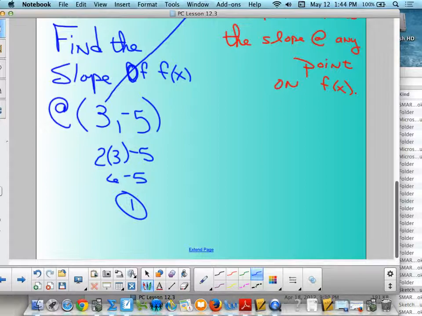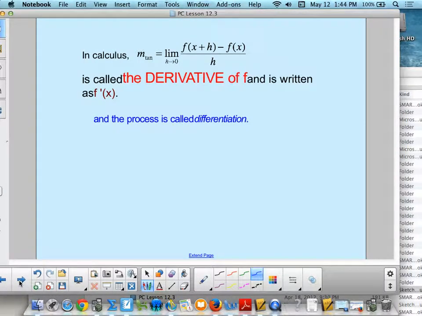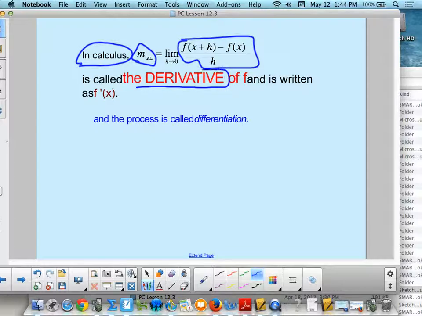Now, what did you actually do? Get your eyes up, because this is what you did. In calculus, and by the way, you wouldn't believe how much they do what we just did. They just keep finding the slope at that point. In calculus, the slope of the tangent line is the limit as h approaches 0 of this division problem right here. What do we call that? The derivative of f, written f prime of x.